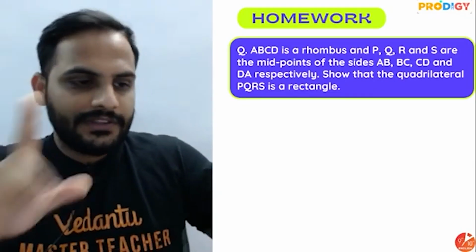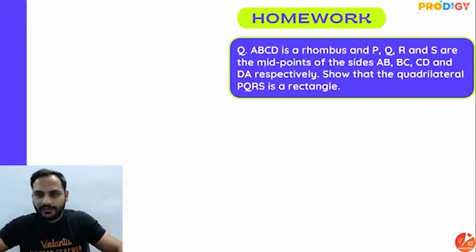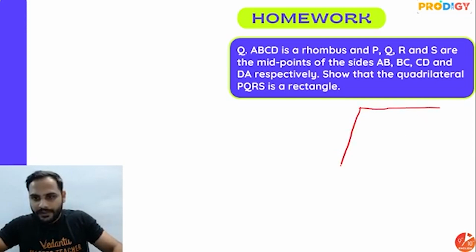In the last class, if you remember, I gave you this homework question. ABCD is a rhombus, P, Q, R and S are the midpoints of the sides AB, BC, CD and DA respectively. Show that the quadrilateral PQRS is a rectangle. Let us draw a diagram over here.